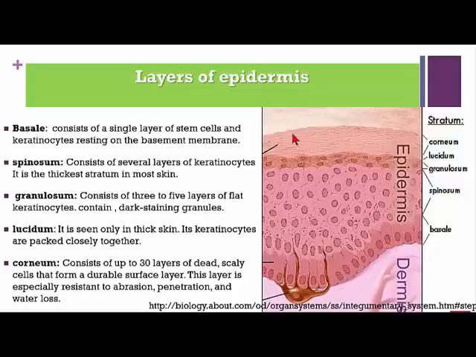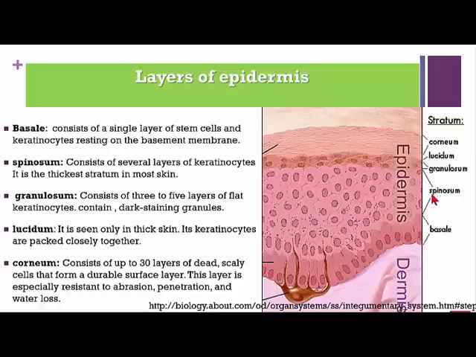Let's see the layers of the epidermis. They are stratum corneum, stratum lucidum, stratum granulosum, stratum spinosum and stratum basale. So first we are going to see the stratum basale. It consists of a single layer of stem cells and keratinocytes that is resting on the basement membrane.